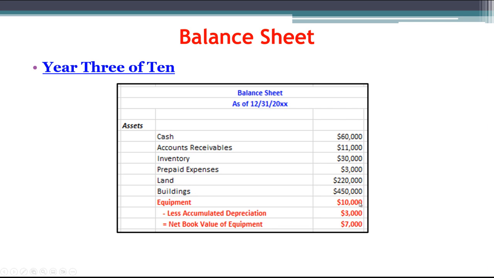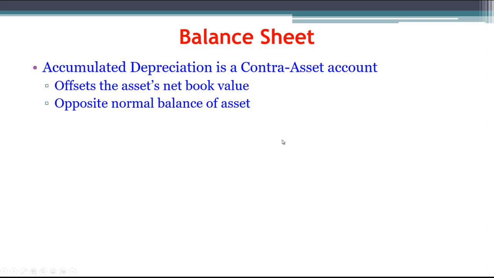Again, though, that may not be the fair market value at that time. That might be lower, might be higher. That's not our goal to try to approximate. We'll come back and talk about that later.